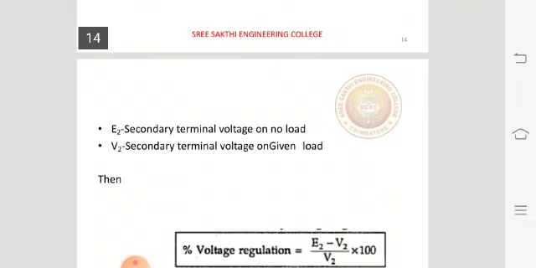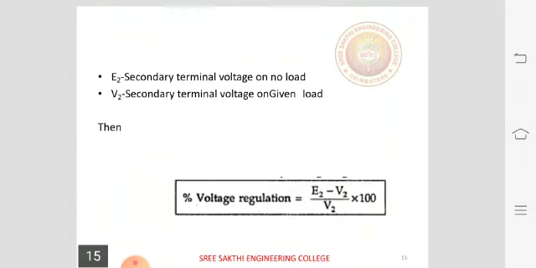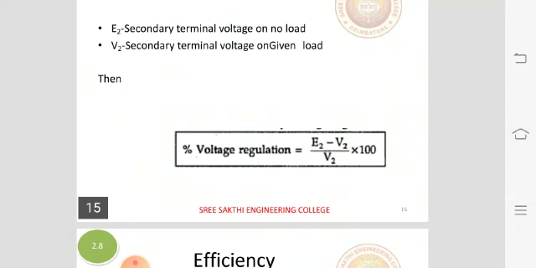E2 represents the secondary terminal voltage on no load and V2 represents the secondary terminal voltage on the given load. So no load means there won't be any load at the secondary. If we are having the load, we call that a load connection in the secondary. So percentage of voltage regulation is equal to E2 minus V2 by V2 into 100.